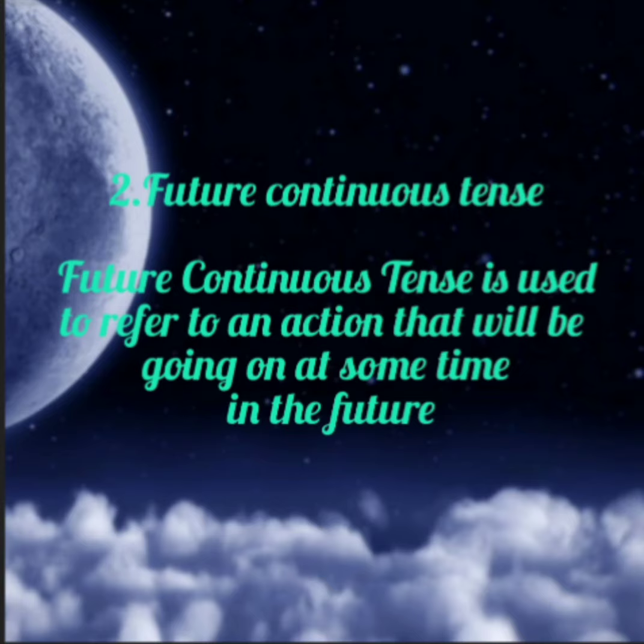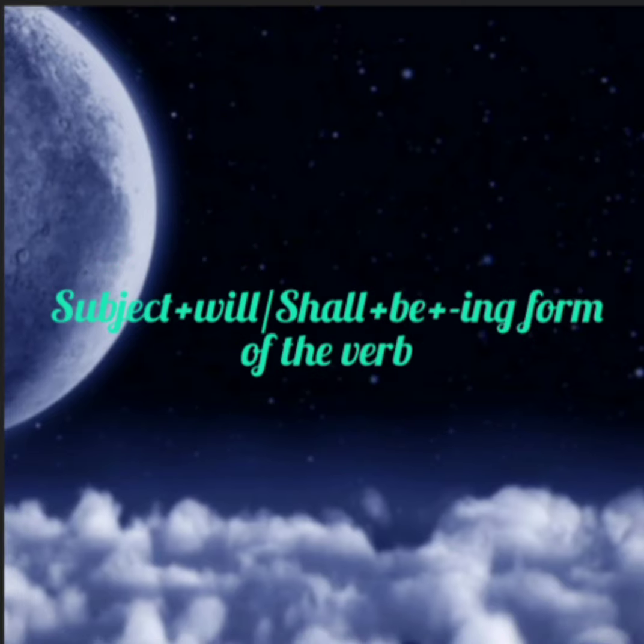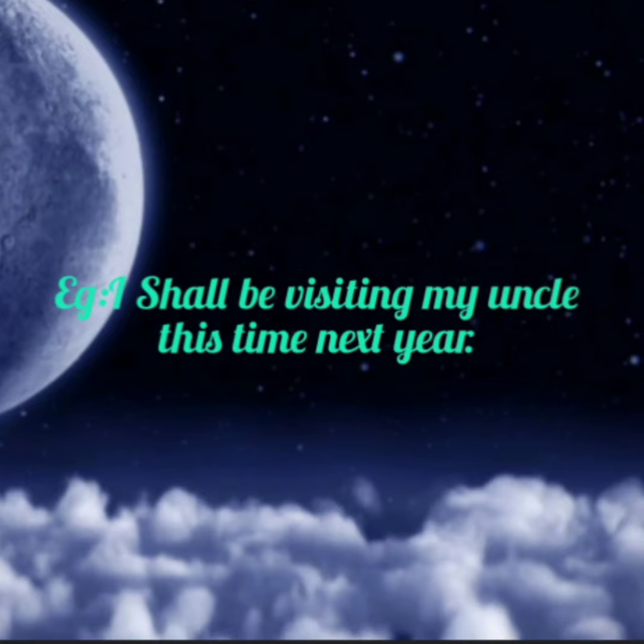The next one is future continuous tense. Future continuous tense is used to refer to an action that will be going on at some time in the future time. Such kind of action we can write in future continuous tense. For writing a sentence in future continuous tense, we can use subject with will or shall plus be plus ing form of the verb. Example: I shall be visiting my uncle this time next year.